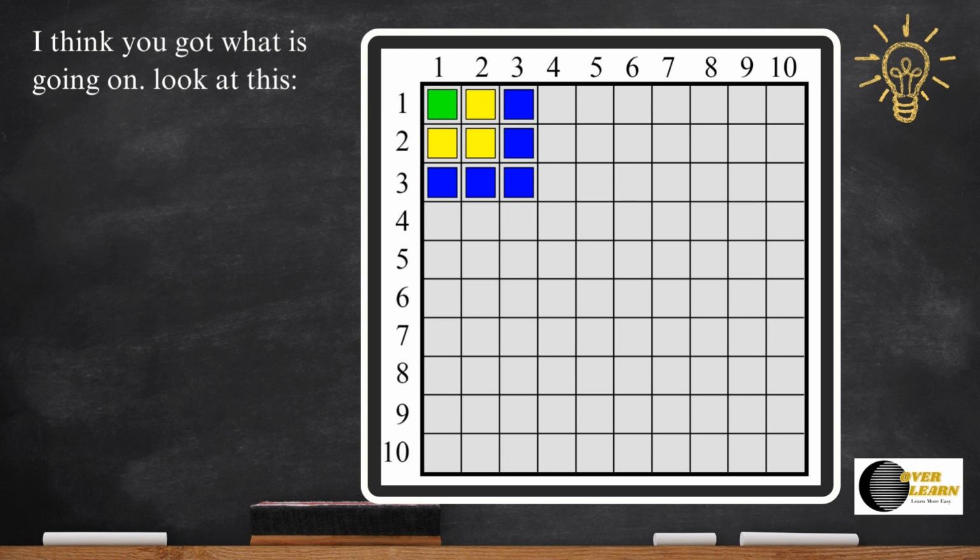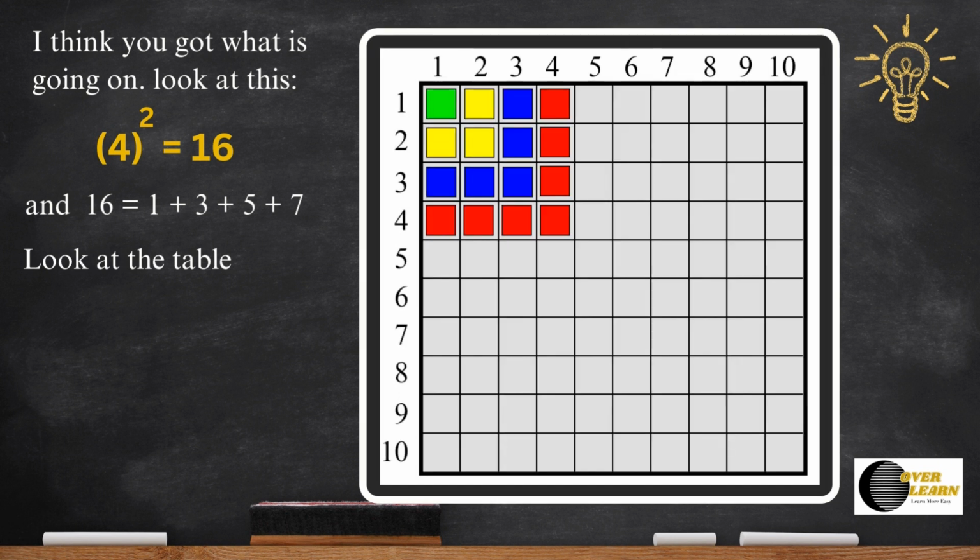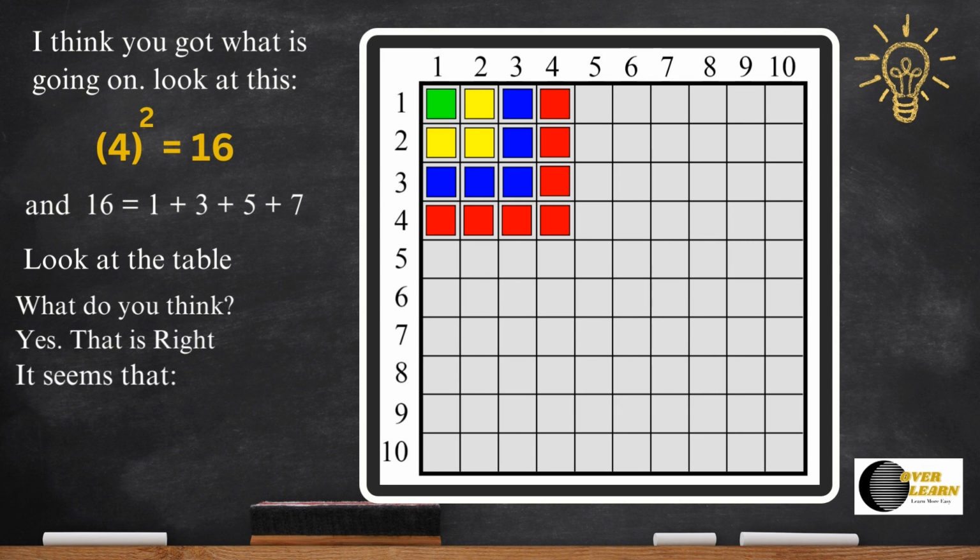Look at this. 4 power 2 is equal to 16. And 16 is equal to 1 plus 3 plus 5 plus 7. Look at the table. What do you think? Yes, that's right. It seems that 4 power 2 is equal to 3 power 2 plus 7. Let's check it more.